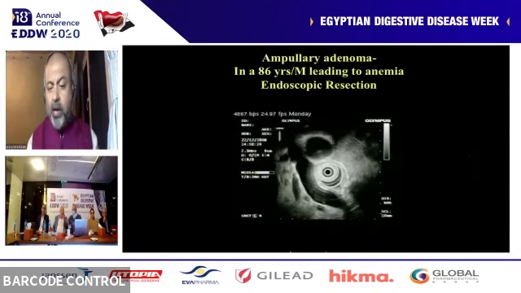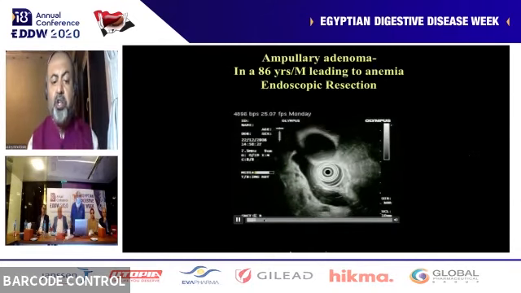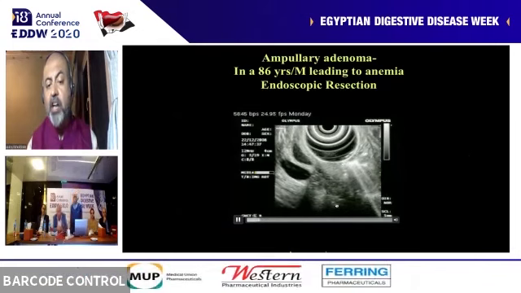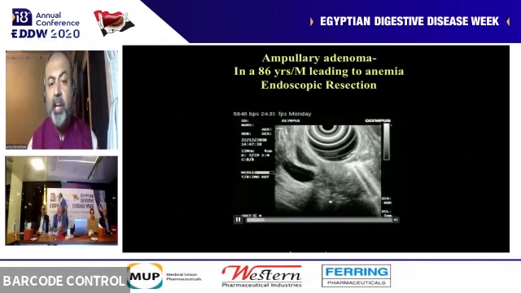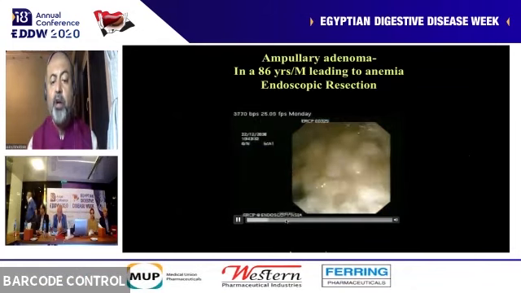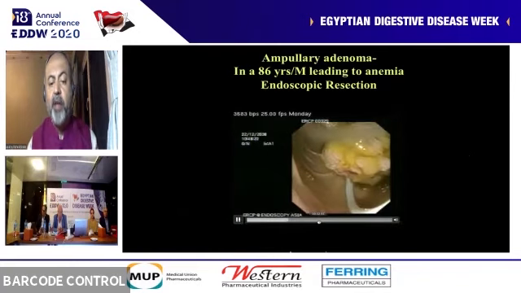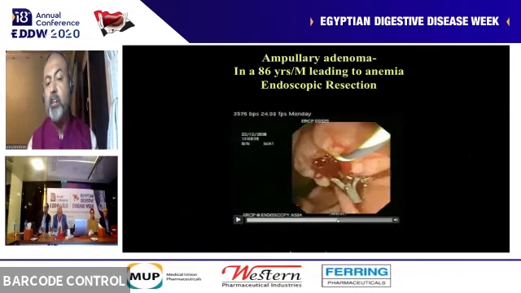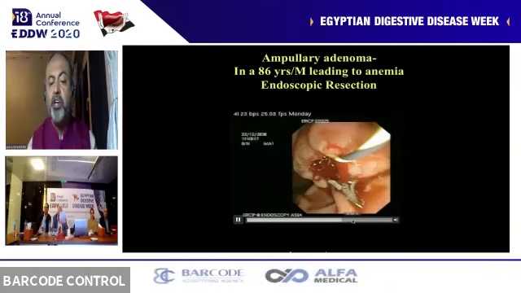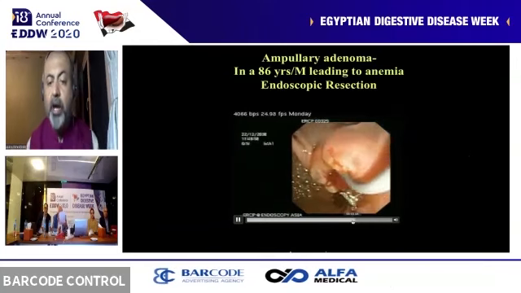Yes, you can always treat patients with ampullary tumors like this. This is a large ampullary adenoma in an 86-year-old patient. We endoscopically resected, and of course, then we stented the duct. This was almost a 4 or 5 centimeter lesion, and then we stented both the ducts.